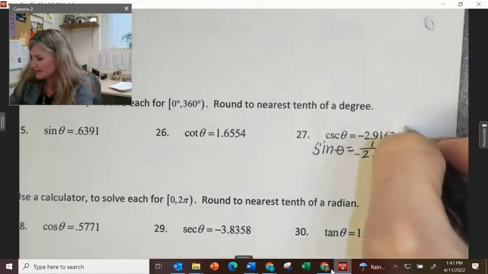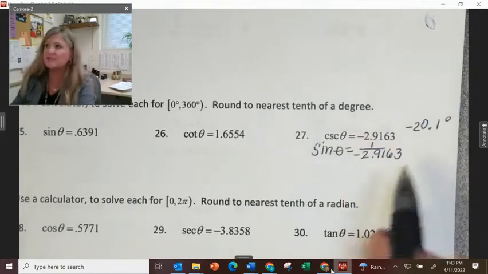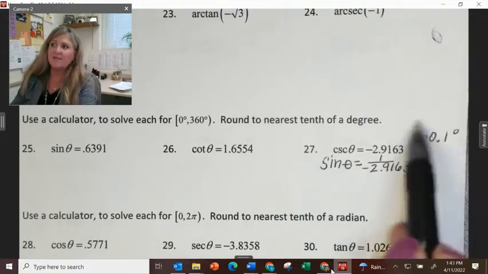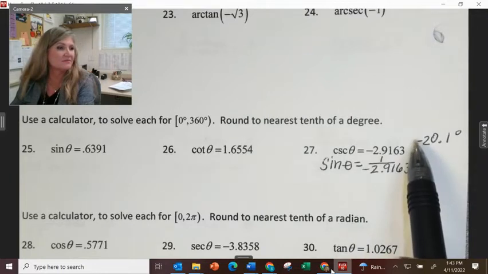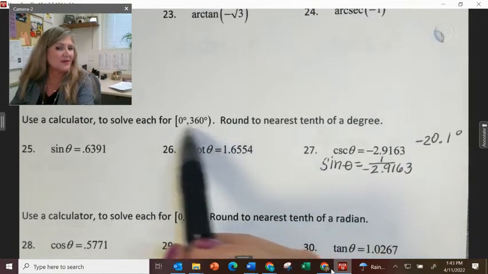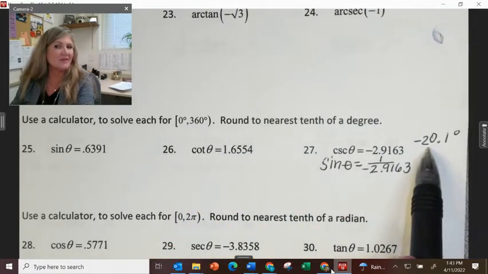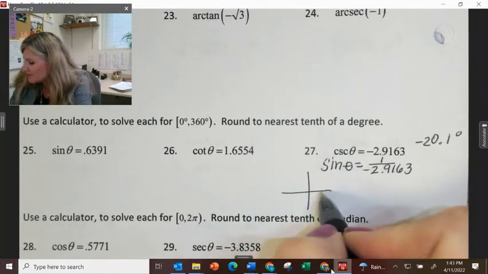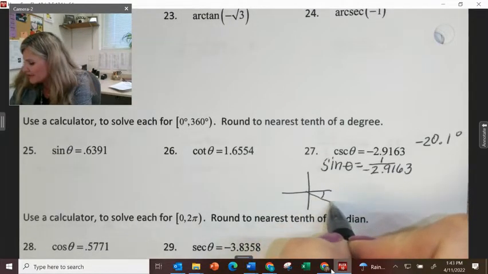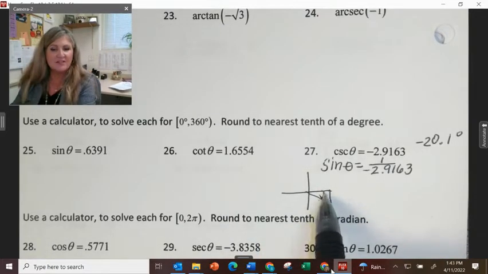I'm not going to put that as an answer though. I'm going to put it over here. Negative 20.1 degrees. Can anyone think of why this is truly not one of my answers? What do these directions say my angle has to be in between? Is this in between 0 and 360? So this is an angle that starts here and goes down to here, in this direction, negative 20.1 degrees.